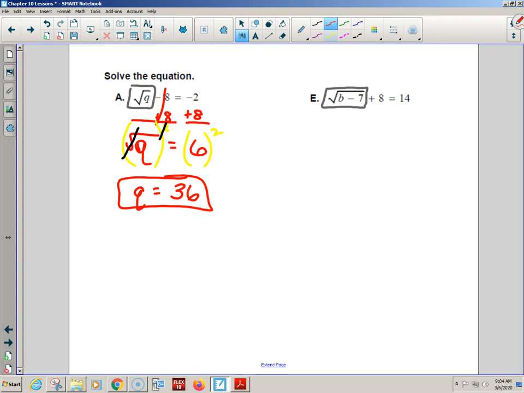Now this one, there's addition, not multiplication, not division, not subtraction, but addition. How do I undo that? And the reason why I'm trying to subtract that 8 is I want that radical alone. Because as soon as I get that radical alone, what am I bringing in?